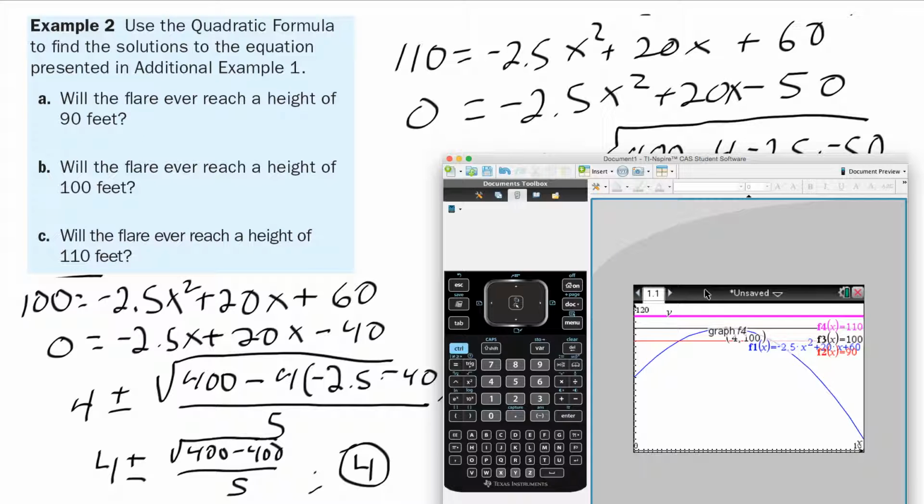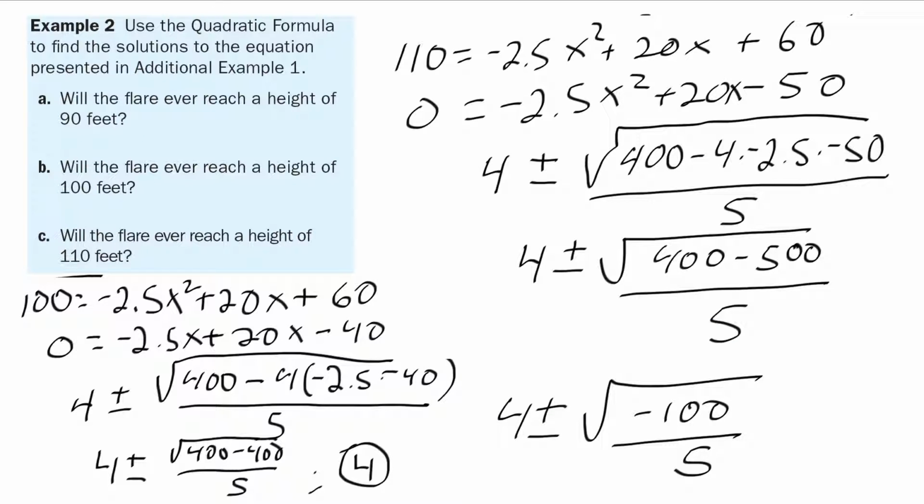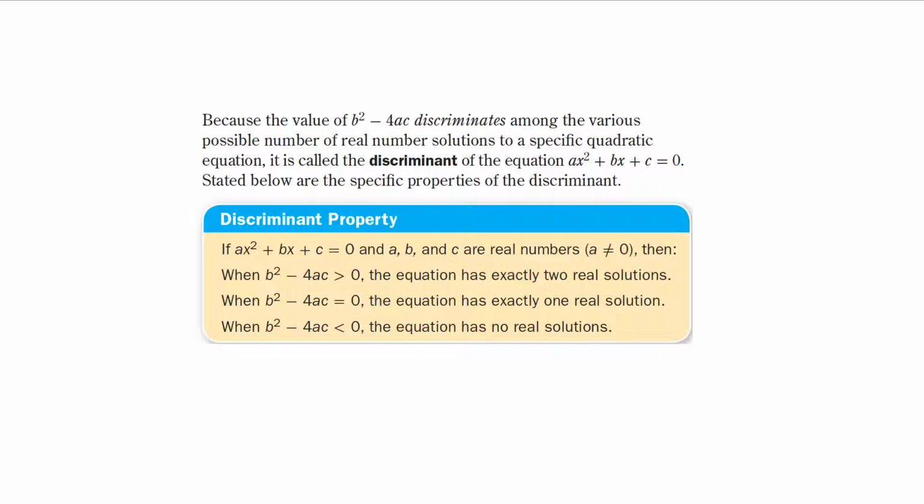But first, a little discussion. We just saw in looking at this that the value of b squared minus 4ac discriminates among the various possible real number solutions to a specific quadratic equation. It is called the discriminant of the equation ax squared plus bx plus c equals 0. It remains true that it has to be set equal to 0. If it is not, this does not work.